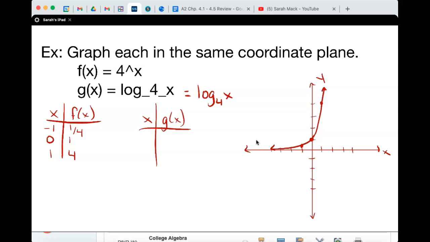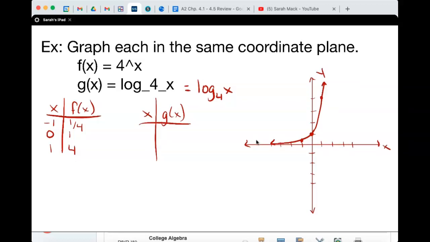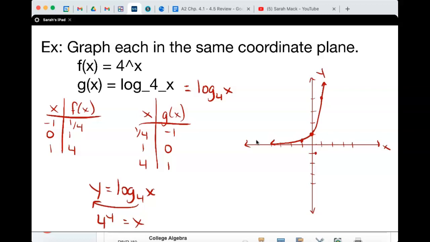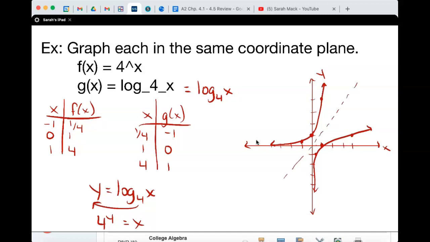If you remember the trick with inverses, since I know this is an inverse, technically I could flip-flop my table. So my y values for f of x are now the x values for g of x, and the x values become the y values. If you didn't know this, basically I'd take my logarithm and rewrite it as an exponential. So it'd be 4 to the y power equals x. Then you're plugging in values for y instead of x, but it still works the same way. So then my vertical asymptote is the y-axis. You see that it's reflected across this diagonal. I can hold it up.